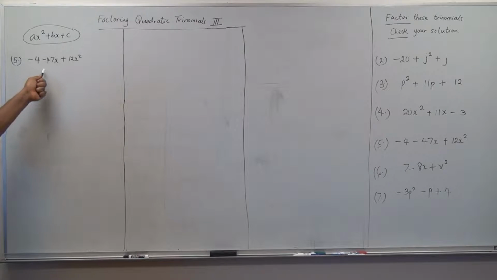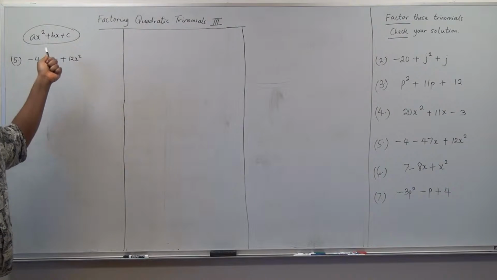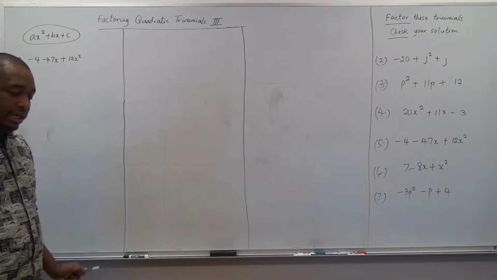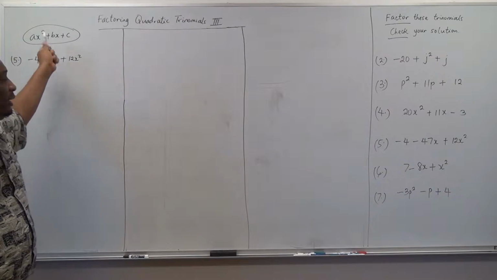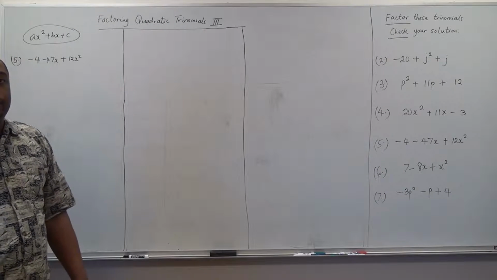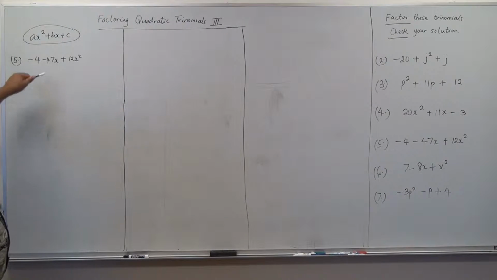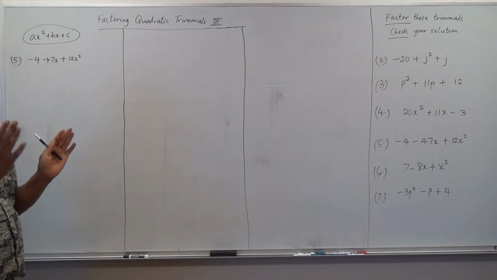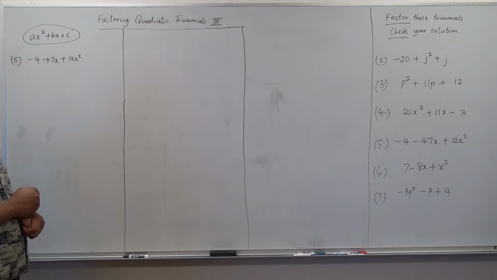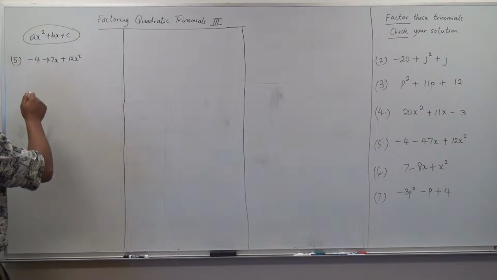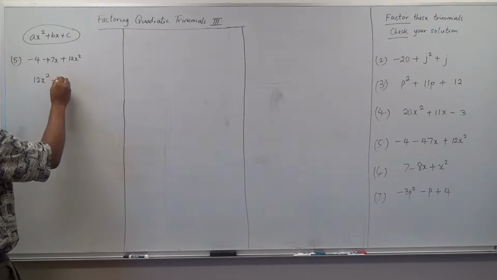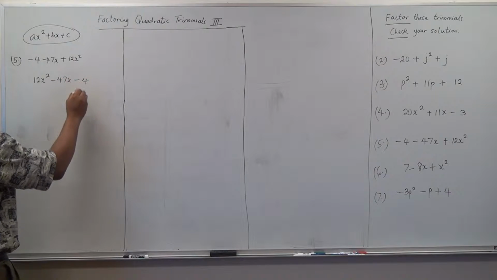So the first thing we do, we compare it with the general form of a quadratic trinomial, and it doesn't look like that. It does not match. So we try to rearrange it so that it matches. So this will give us 12x squared minus 47x minus 4.